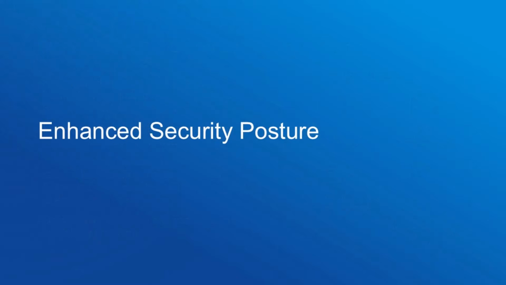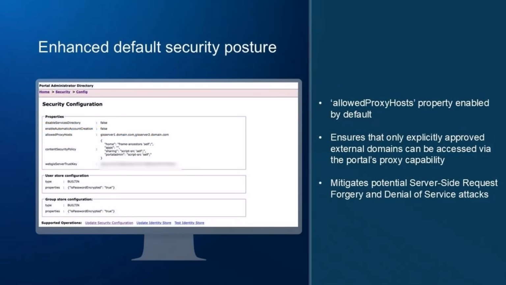Another enhancement is that we've strengthened our default security posture. The allowed proxy host property, now enabled by default, ensures that only explicitly approved external domains can be accessed via the ArcGIS Enterprise portal proxy capability. This change has the potential to mitigate risks such as server-side request forgery and denial of service attacks, providing a more secure environment for your GIS deployments.